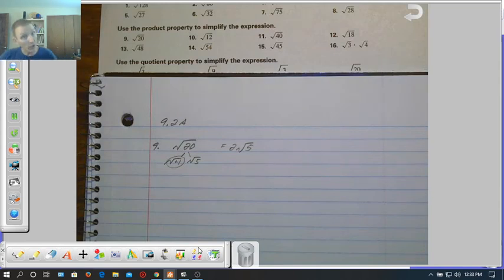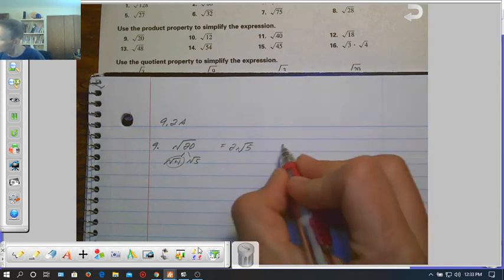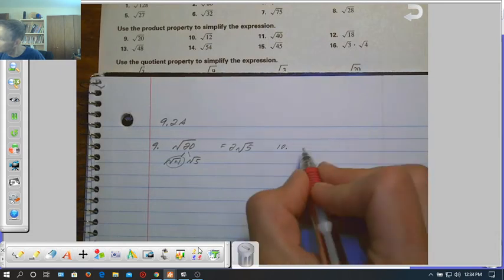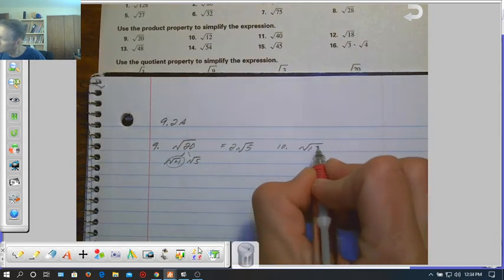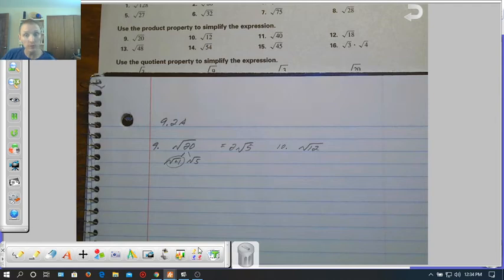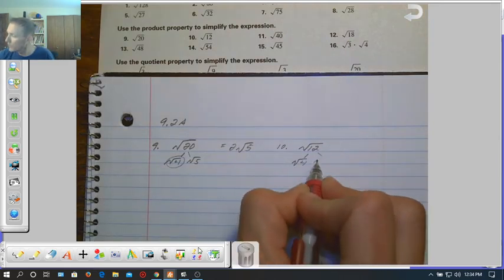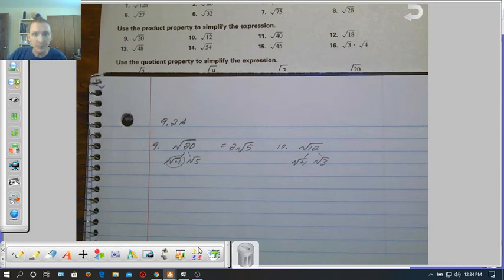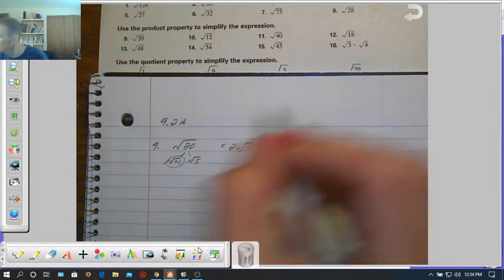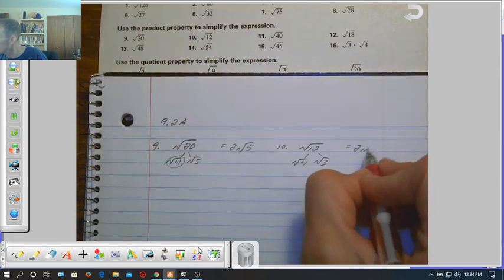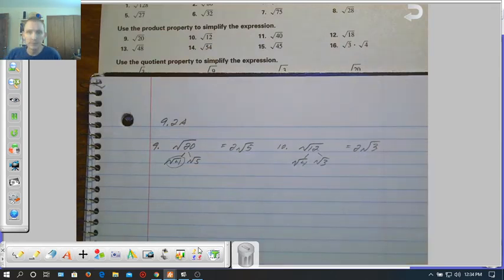Okay, let's take a look at our second one. Let's take a look at number 10. We have the square root of 12. Now, it depends what you break it up into. I'm going to break it up into the square root of 4 and the square root of 3. Let's take the square root of 4, which is 2. So this equals 2 radical 3.